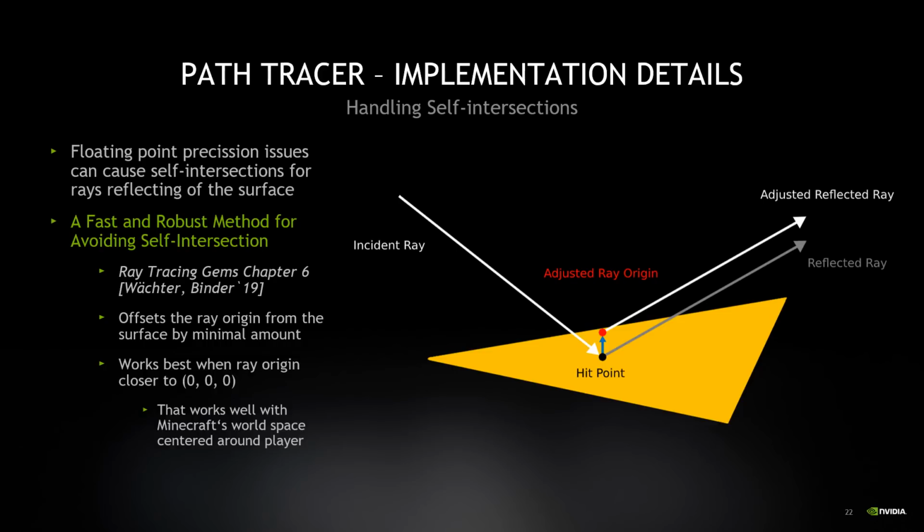So for Minecraft, we're using a more advanced method called a fast and robust method for avoiding self-intersection. It is described in the Ray Tracing Gems book, and it works by offsetting the ray origin away from the surface by the minimal necessary amount, so also the light leaks are minimized. It works best when ray origins are close to the center of the world space, and that works very well with Minecraft, because its world space is centered around camera, and the whole world, along with all the acceleration structures, moves around the player.